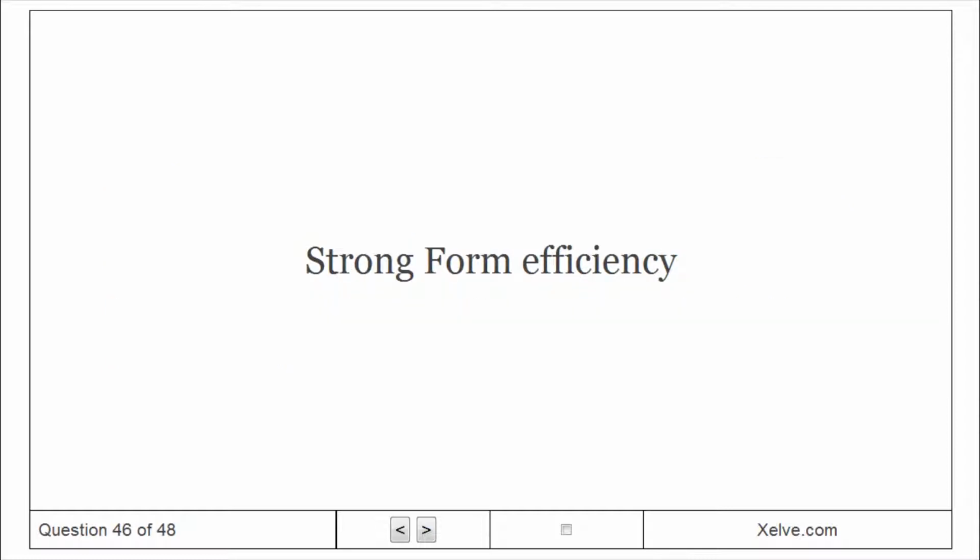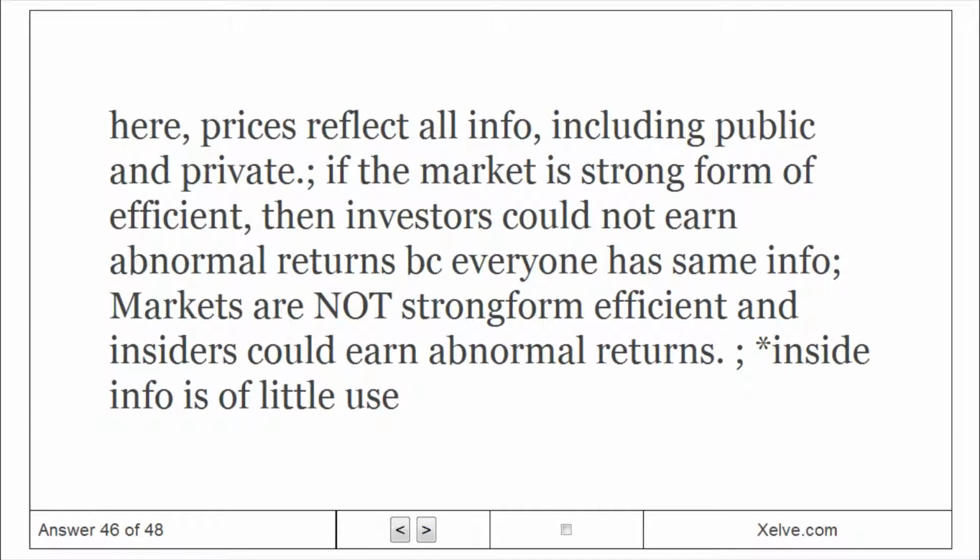Strong form efficiency: here, prices reflect all info, including public and private. If the market is strong form efficient, then investors could not earn abnormal returns. Because everyone has same info, markets are not strong form efficient and insiders could earn abnormal returns. Asterisk: inside info is of little use.